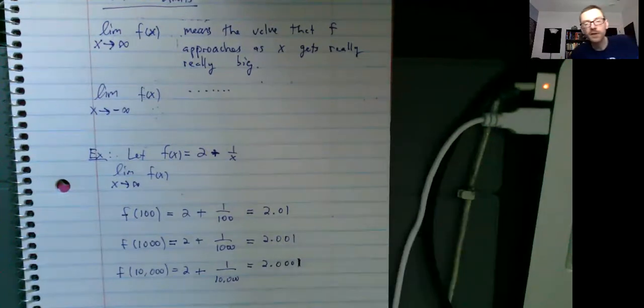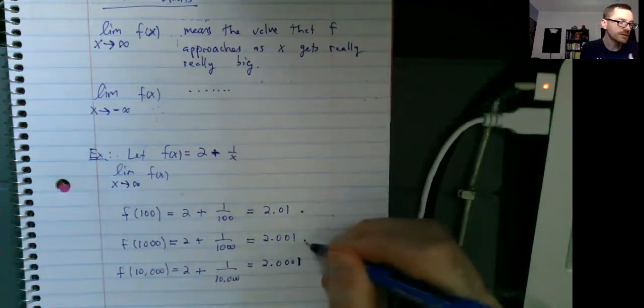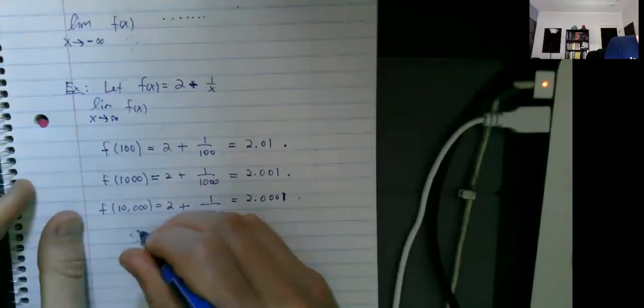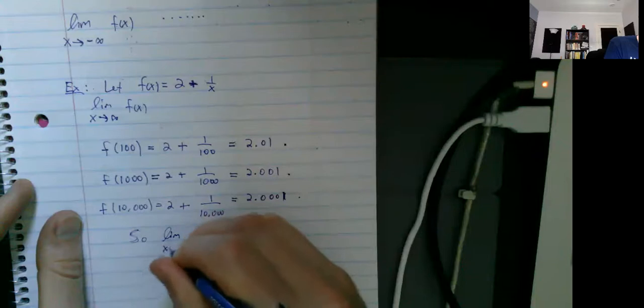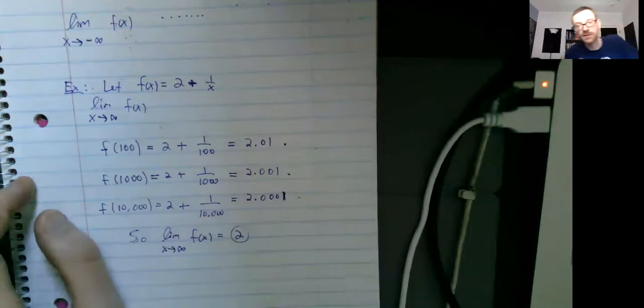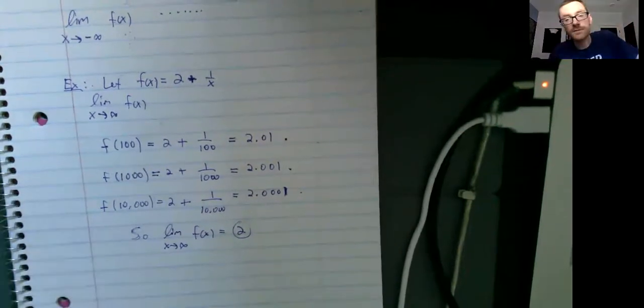So what can we conclude? As x gets larger and larger and larger, what's happening to the value of the function? It's getting closer and closer and closer to 2, isn't it? So we can conclude, just by looking at these numbers, that the limit as x approaches infinity of this function is 2. Because as x gets bigger and bigger, this function's value gets closer and closer to 2. So that's what we mean by infinite limits.